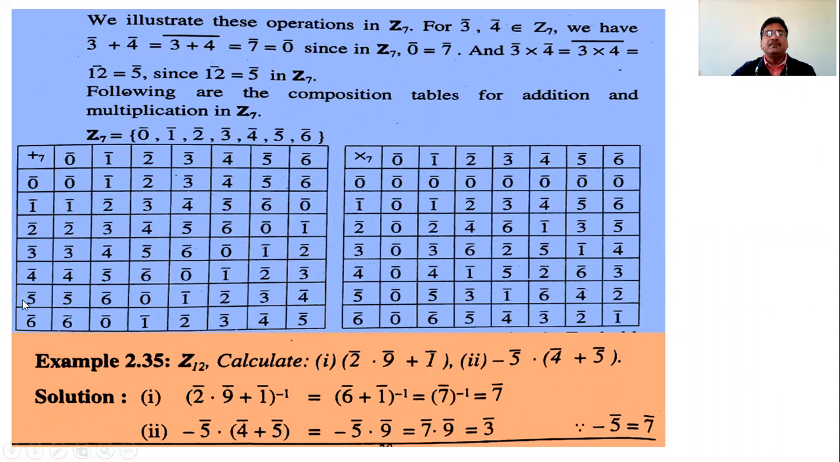Okay. Similarly, 5 plus 6 is what? It is 11 bar. And what is 11 bar? If you divide 11 by 7, then 4 is the remainder. So 4 bar. Similarly, 6 bar plus 3 bar is 9 bar. 9 bar is 2 bar, because if you divide 9 by 7, then 2 is the remainder. 6 plus 6 is 12. And what is 12 bar? If you divide 12 by 7, then 5 is the remainder.